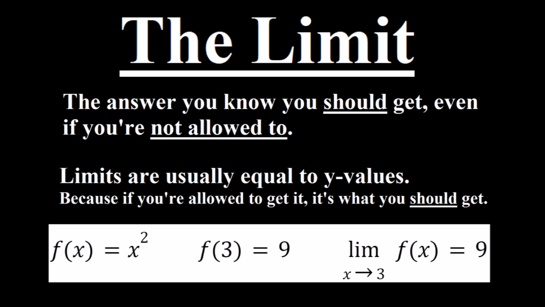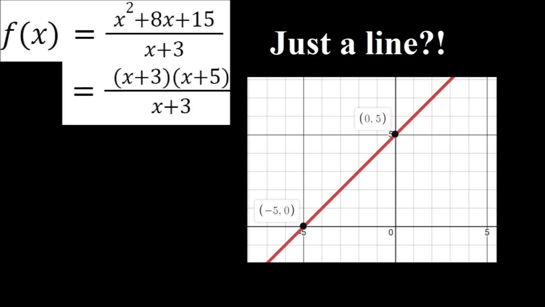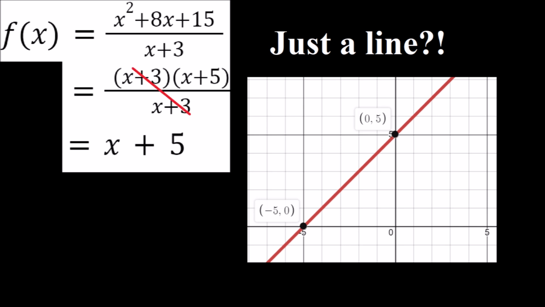For example, the rational expression x squared plus 8x plus 15 divided by x plus 3 looks pretty complex, like it might produce a wild graph. But it actually makes the least complicated type of graph we know, a line. This is because the numerator of the expression can be factored down to x plus 3 times x plus 5, allowing the denominator to cancel out, leaving y equals x plus 5, which is just a linear equation.